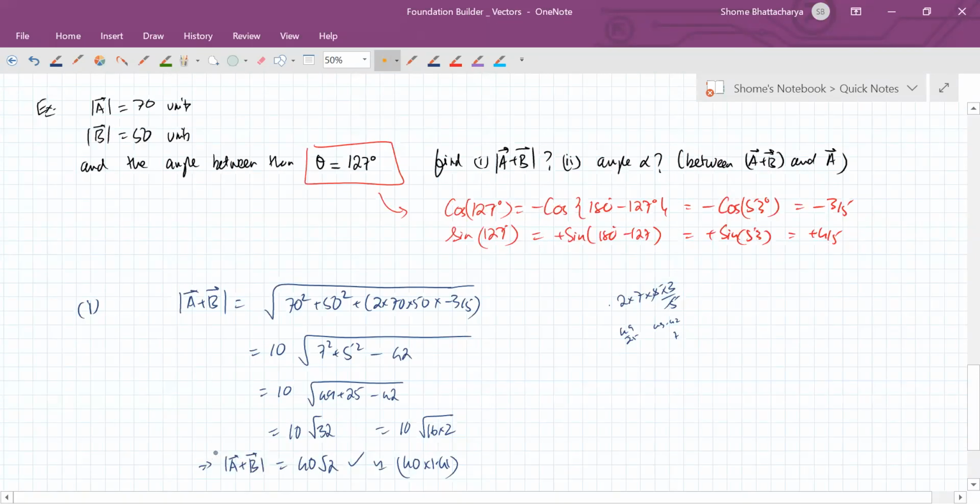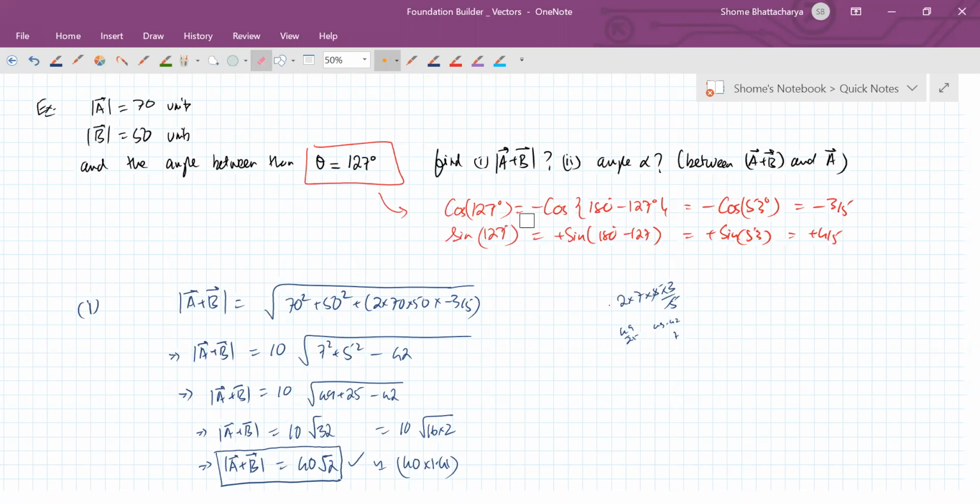So this is the answer that I was looking for from all of you to solve and give me, but anyhow, hope it is clear. Now similarly, you have to apply the other formula to find the angle. So for the angle, we have this other formula, the tan alpha formula.